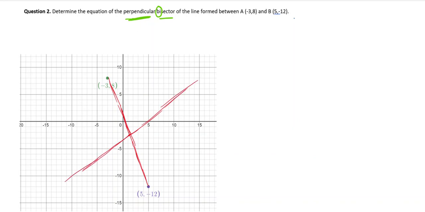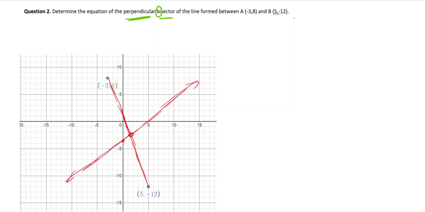So before we set out to do any of the maths on it, we can work out that this line is going to have a positive gradient because it's going up as we go from left to right. We can also work out roughly what the y-intercept is, so that's going to help us a little bit there.